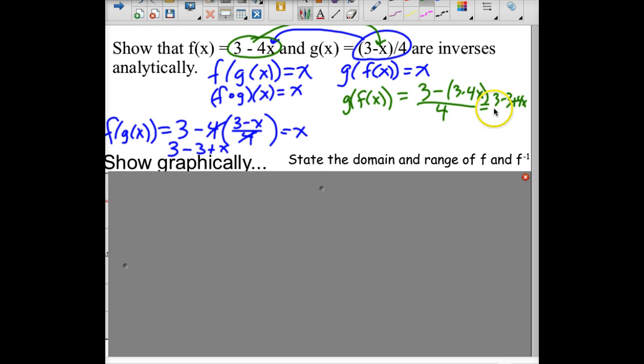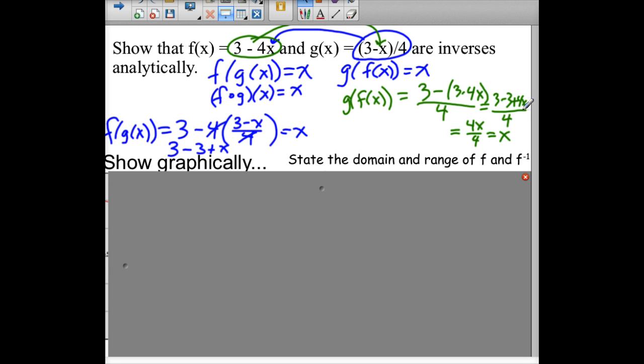You're going to distribute that negative. So 3 minus 3 is 0. So on the top I just have 4x, and then dividing by 4 operations, you end up with x. So that's analytically how to show or verify that two functions are inverses of each other. That will be on your homework. Any questions about how to do that?